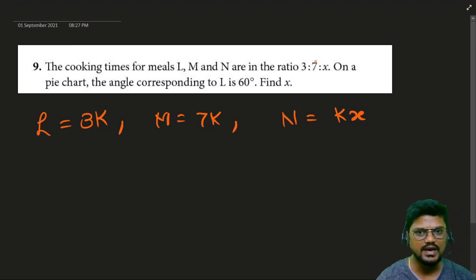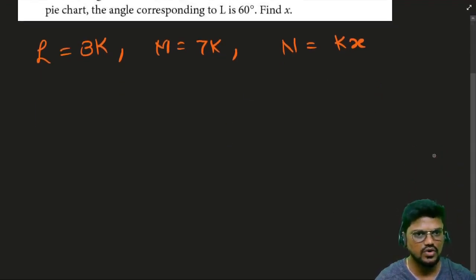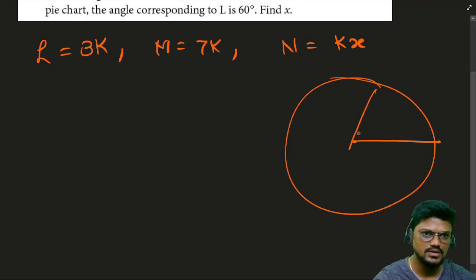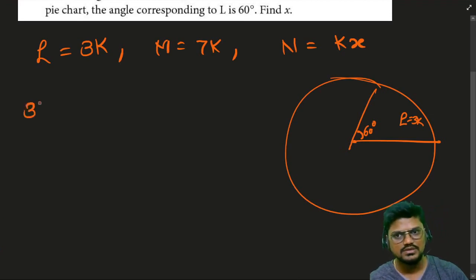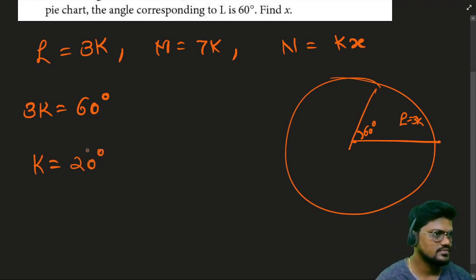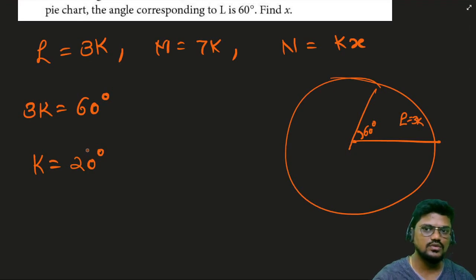Now on a pie chart, the angle corresponding to L is 60 degrees. If you draw a pie chart, this angle is 60 degrees, which is L, but L is equal to 3K. That means 3K equals 60 degrees. That means K equals 20 degrees. Got it? K equals 20.